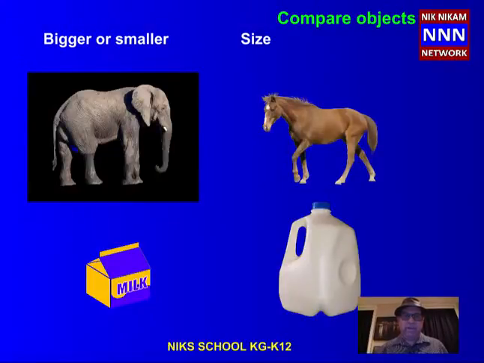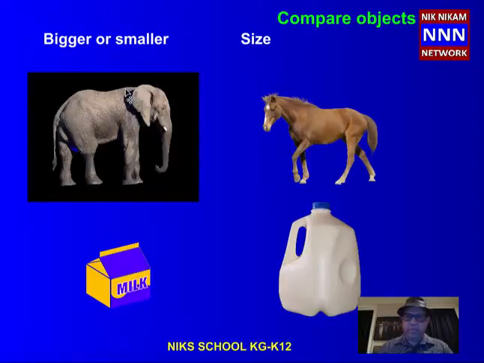Okay, here is a slide. We're going to compare whether something is bigger or smaller based on the size. Okay, here is your first test. We have an elephant here, and on this side we have a horse. Which one is bigger? Did he say horse? Oh no, look at the size. The horse is much smaller than the elephant.